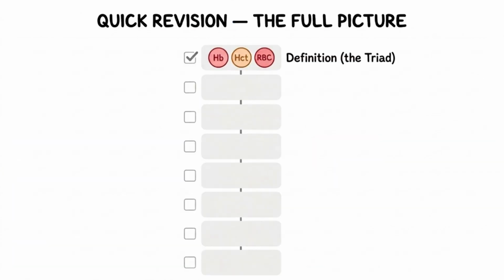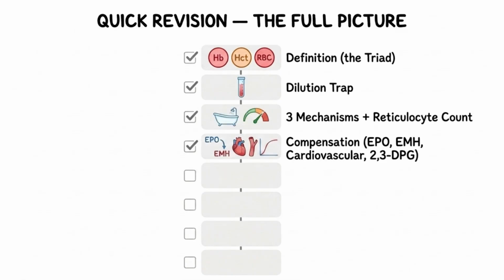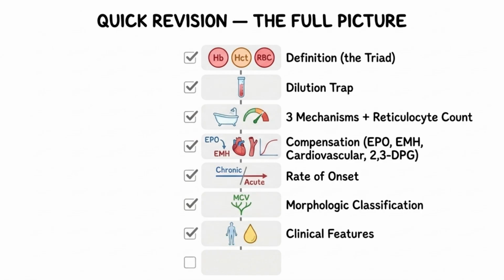So what did we discuss today? We learned how we define anemia. We looked at the dilution trap. What happens when plasma volume increases or decreases? Then we discussed the three major mechanisms: loss, lysis, and decreased production, and how the reticulocyte count helps us differentiate them. We saw how the body compensates through erythropoietin, bone marrow, cardiovascular and respiratory mechanisms, extramedullary hematopoiesis, and 2,3-DPG. Then we classified anemia into microcytic, normocytic, and macrocytic, and learned the important RBC indices. Finally, we looked at the clinical features and basic laboratory workup.